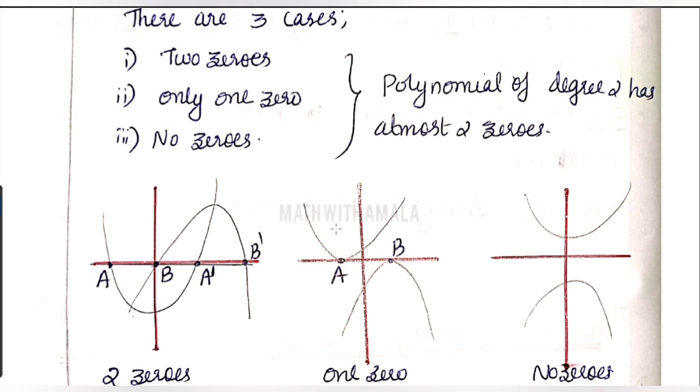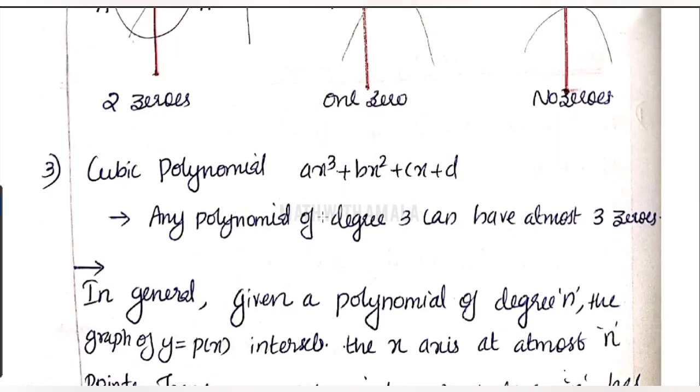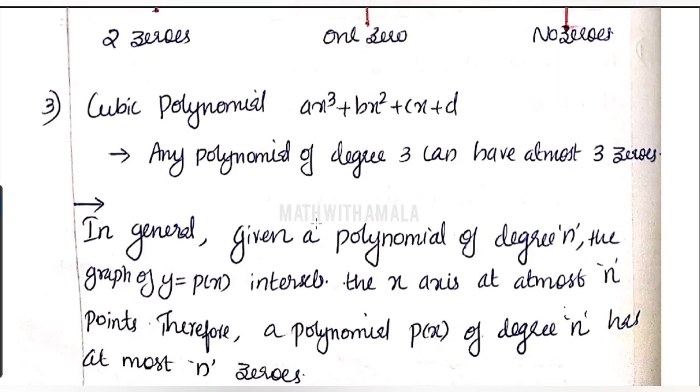Polynomials of degree 2 have at most two zeros. It is a common general case. You can have no zeros, one zero, and at most two zeros.